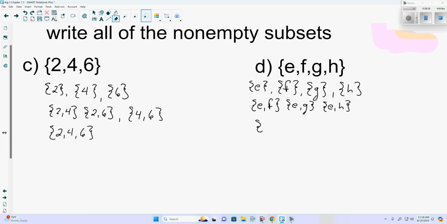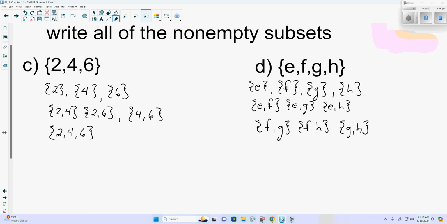Then we can move on to what? F. F, G, F, H. Do we have any 2 sets left? G and H. Questions on how we got these subsets so far? F, G, F, H. And then lastly, G, H.